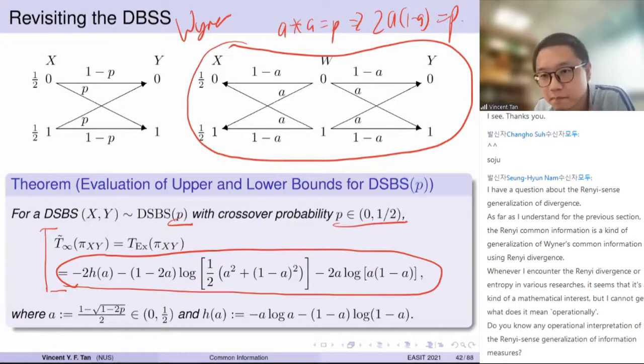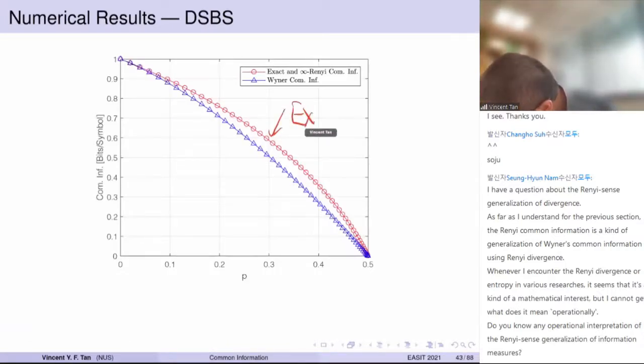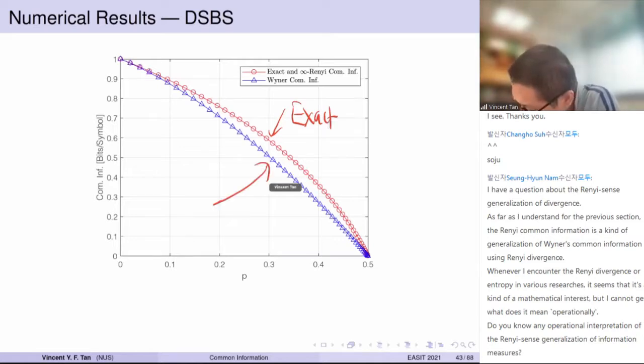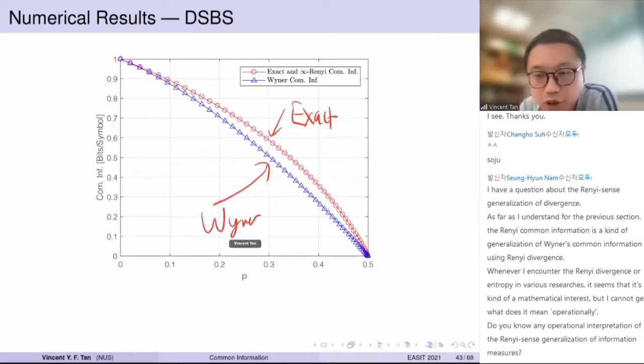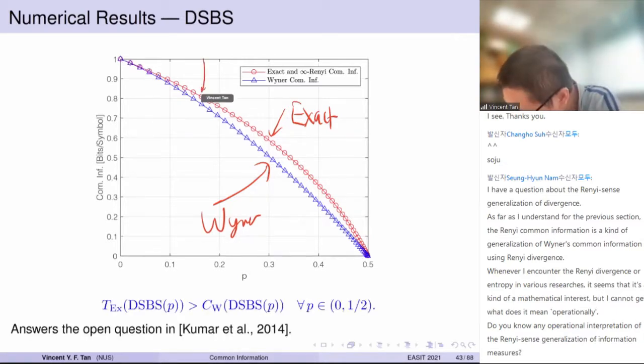in less than 1 minute, which is exactly what I did in the next page here, where we plotted the exact common information for P running from 0 to half, and Wyner's common information here for the same range. And what do you see? They are different, all right? And we can actually calculate the difference exactly. There's an analytical expression for the difference.